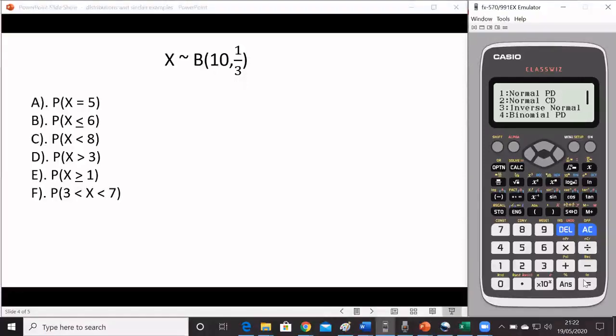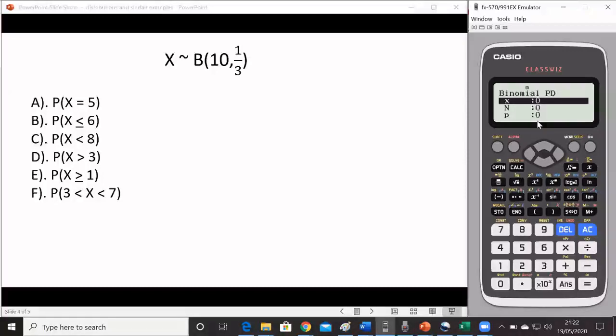press equals. You could quickly just do menu 7, if you remember that shortcut. And you need number 4, binomial PD. Binomial PD is when you have an exact amount of successes, not inequalities, but like we have here, x equals 5. So you press 4. And it comes up with list and variable, go for variable.